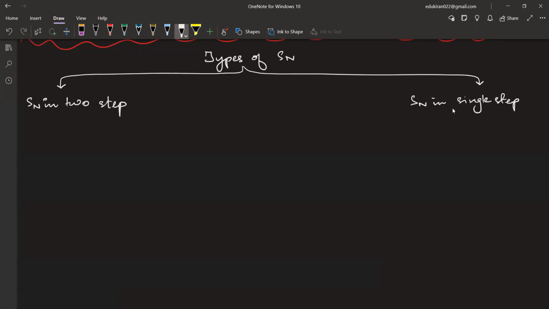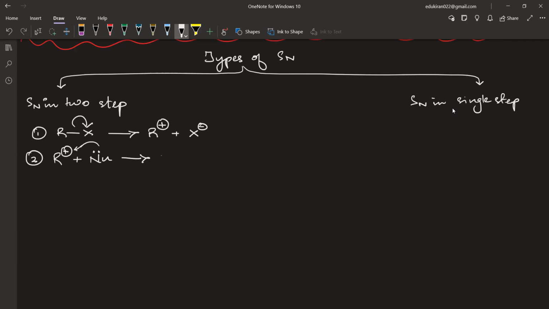Now, if it can happen in two step, that means the first step will be RX. And here the X will break off, and R will become positive. This will be a carbocation plus X negative. Now, in the second step, the formation of the C-Nu bond. R positive plus nucleophile is giving me, this nucleophile will always have a lone pair and or a negative charge.